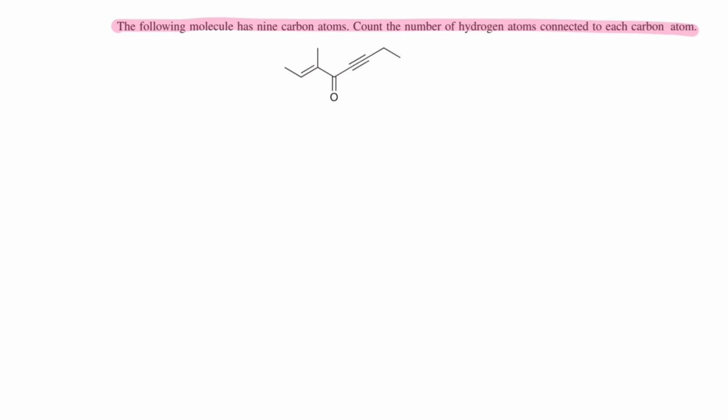Now I am giving one question. The following molecule has 9 carbon atoms. Count the number of hydrogen atoms connected to each carbon atom. Now I have shown them with dots. These are the carbon atoms: 1, 2, 3, 4, 5, 6, 7, 8, 9 carbon atoms. So we know that a neutral carbon atom has 4 bonds around it. So now I can show here for your clear understanding.